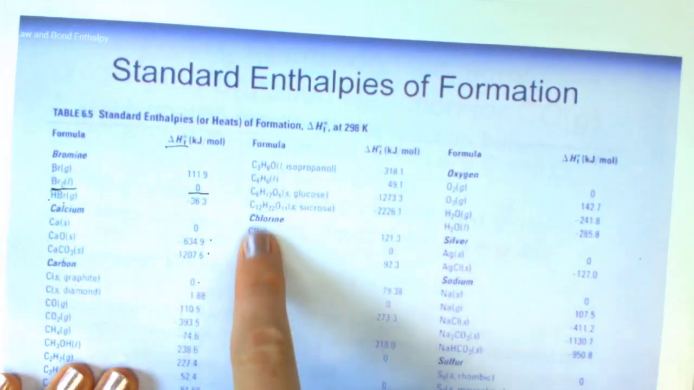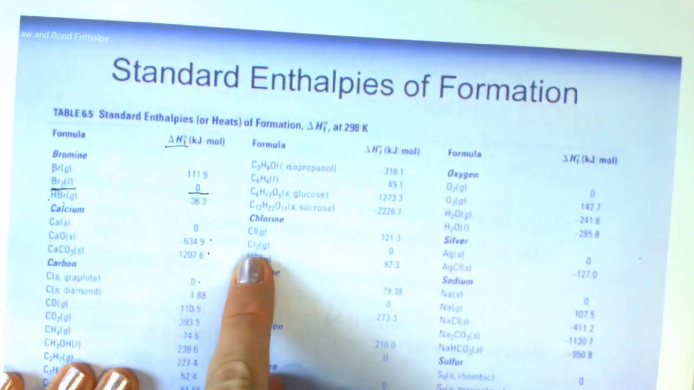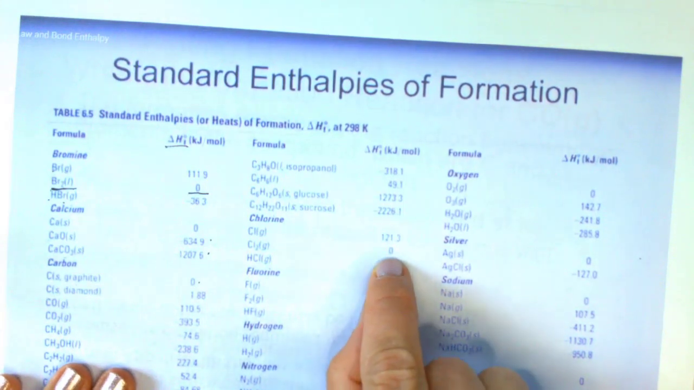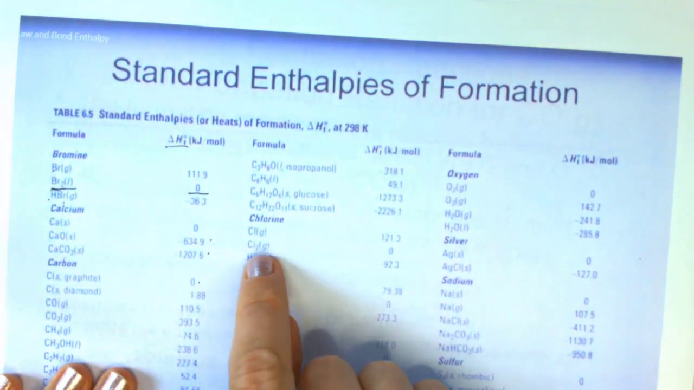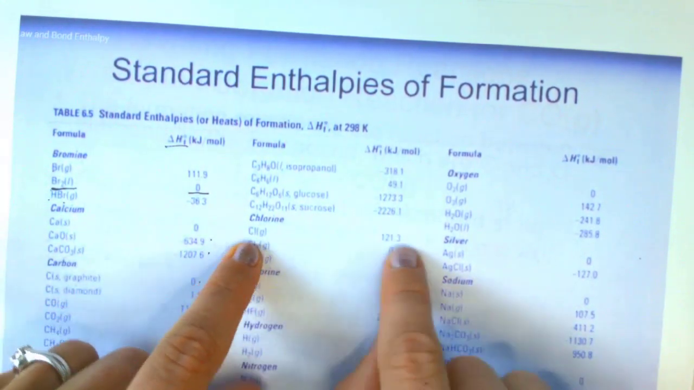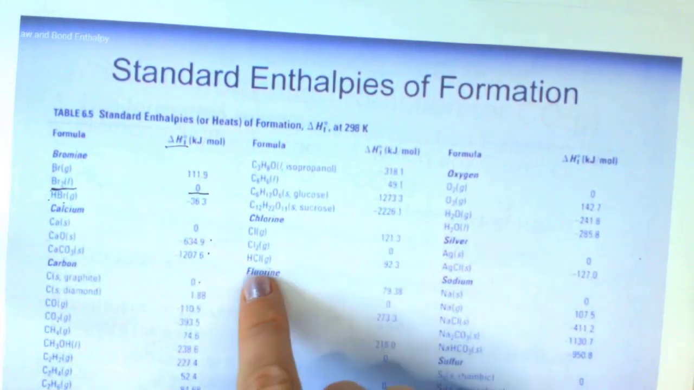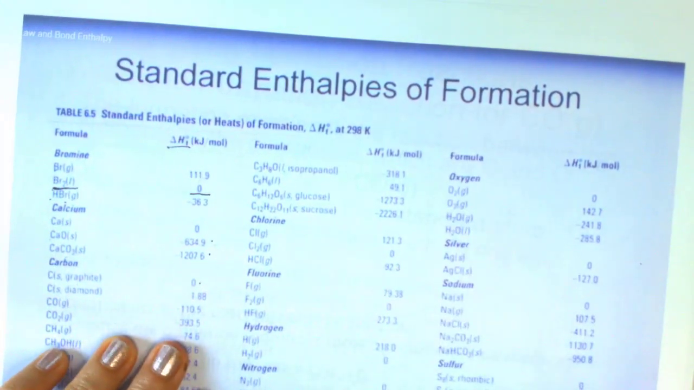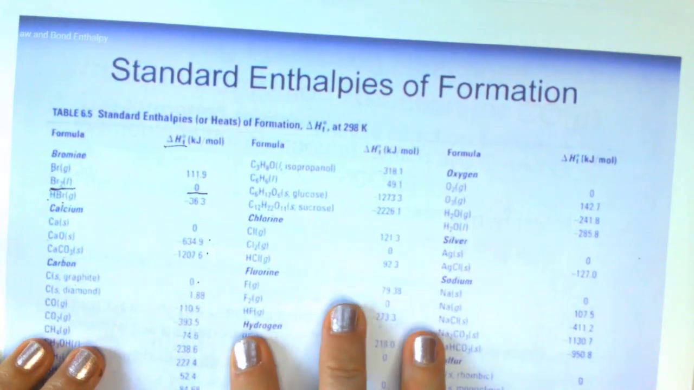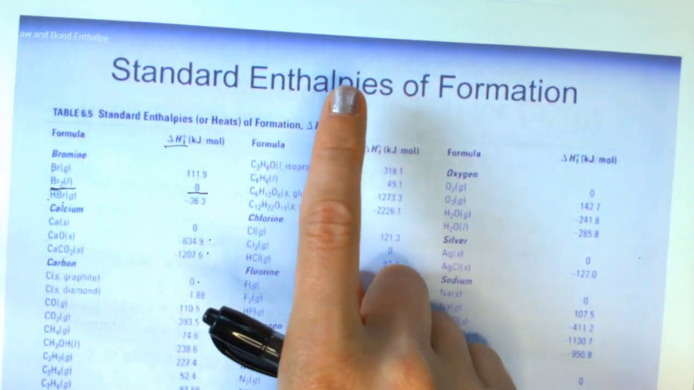And you can go on and see chlorine. Again, diatomic chlorine is its natural state, and its heat of formation is 0 because it's an element. To get rid of one of those chlorines, to break that bond, requires energy. And we can see all of these in alphabetical order to use for reference for the standard enthalpies of formation.